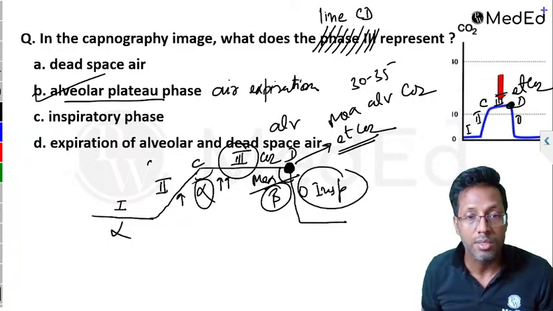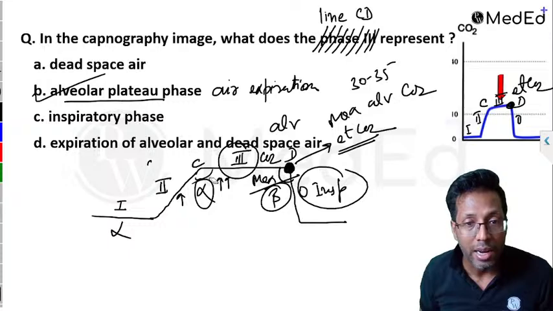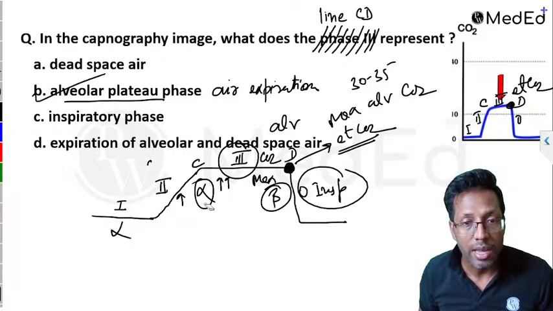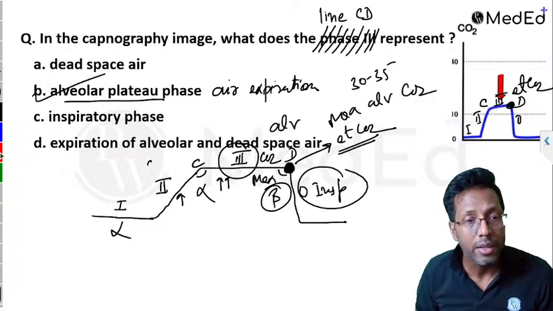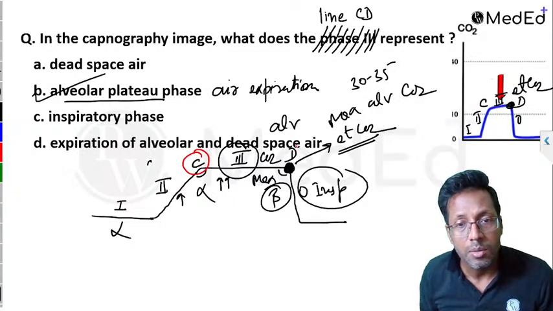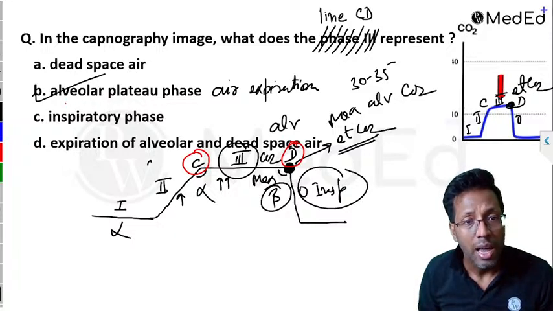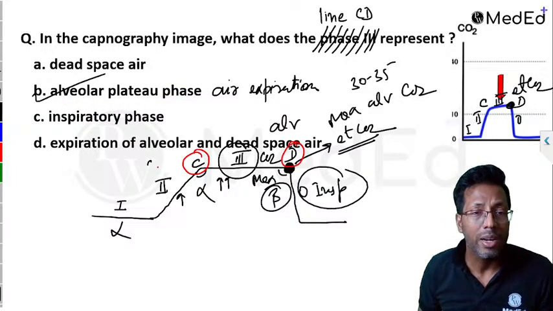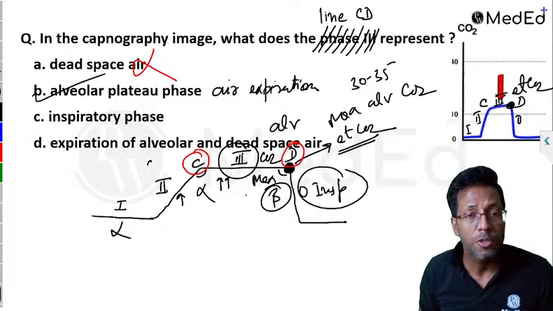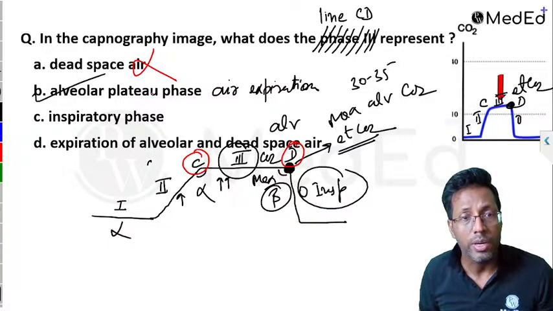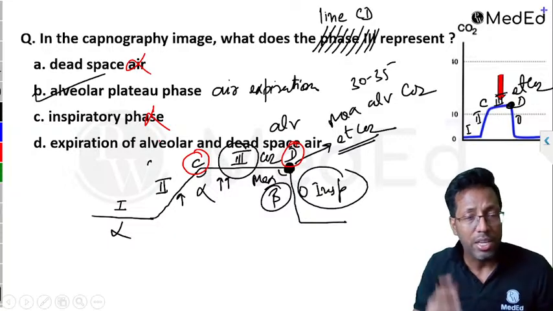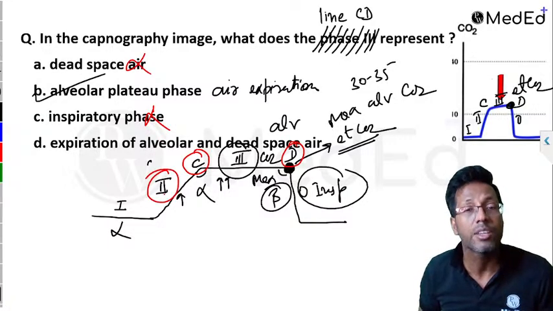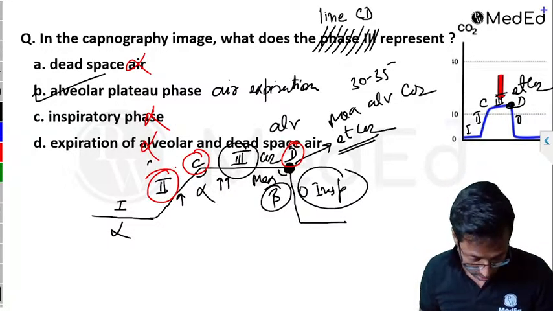Okay, so CD becomes this alveolar point. So it was not angles, the angles will be this, guys. This is the alpha angle and the beta angle. And you're right. Then this point becomes the C. This becomes the D. And this line between the C and D is your third phase, which is called the alveolar plateau phase. So remember, it is not dead space air. Inspiratory phase is over here, so it's out. Dead space air is also out. And the combination of alveolar and dead space is your phase 2, so even that is out.